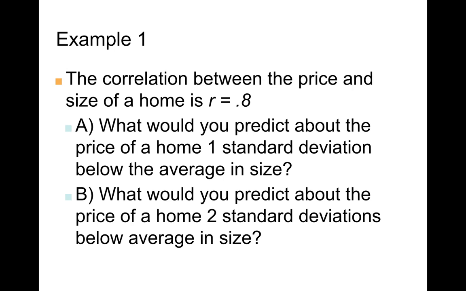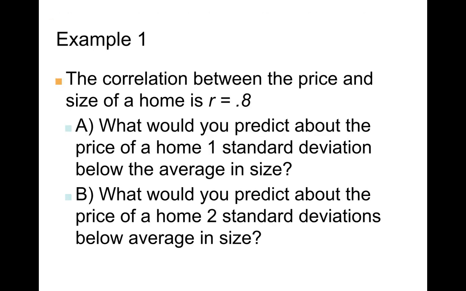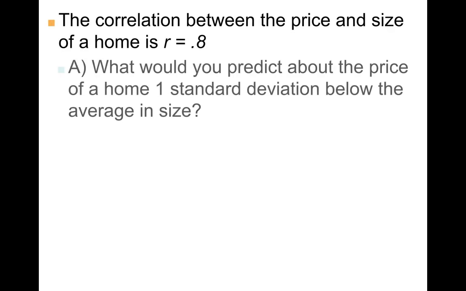Okay. In the last chapter, we learned how to calculate correlation on StatCrunch. So the correlation between the price and size of a home is 0.8. What would you predict about the price of a home one standard deviation below the average in size? And what would you predict about the price of a home two standard deviations below the average in size?